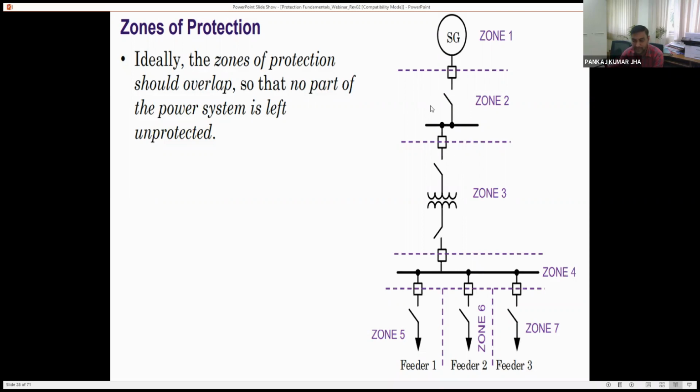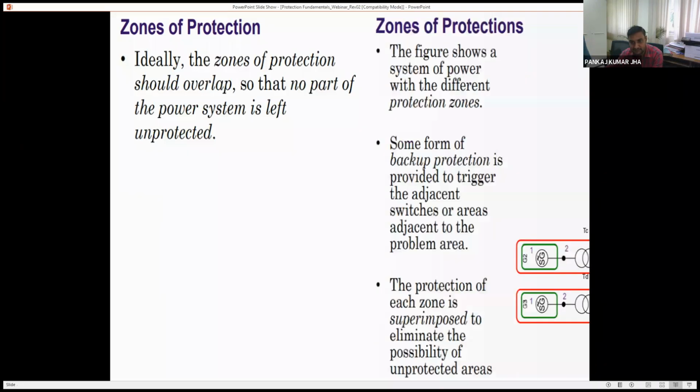The primary requirement is that all the elements must be protected by their primary protection. All the elements must be protected for any fault in their zone. Whenever a fault is outside its zone, that relay should not operate, and it should operate only if the primary relay of that particular zone fails to operate. We will see this in this slide.